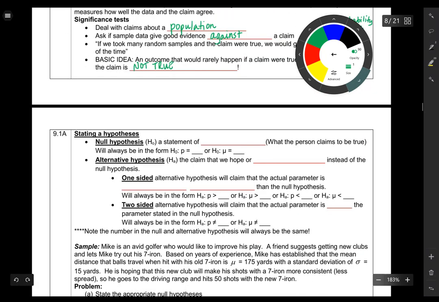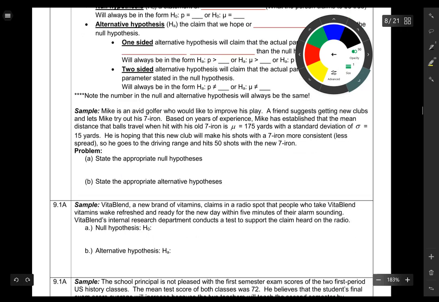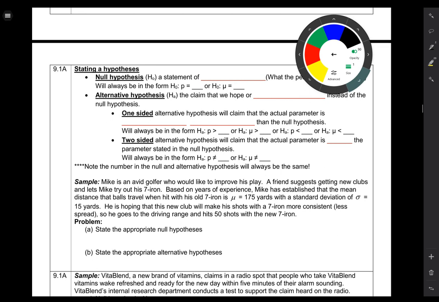Right. Okay, in the next little portion, we're going to learn how to state hypotheses. There are two kinds of hypotheses. There's what is known as the null hypothesis, and that's H sub 0, and it is a statement of no difference. So what the person claims to be true, it will always be in the form H sub 0 with a colon, and then it'll give you either p equals a value, or H sub 0 colon, if you're dealing with means, then mu equals some value. So this is what it would look like.